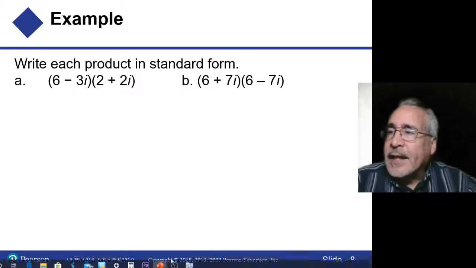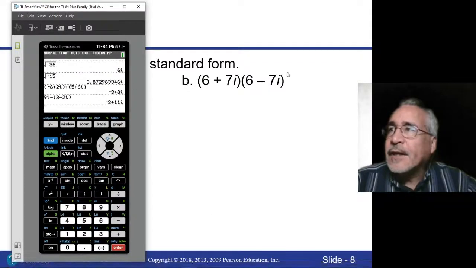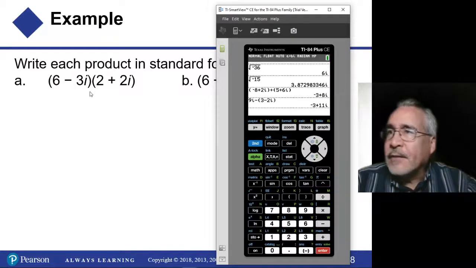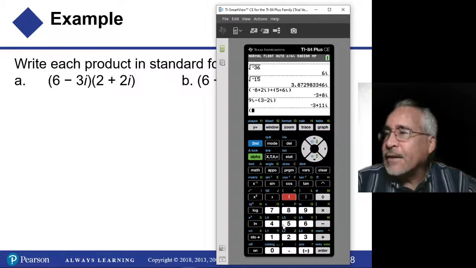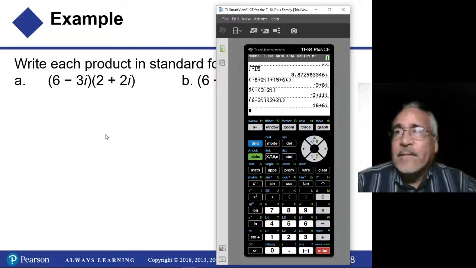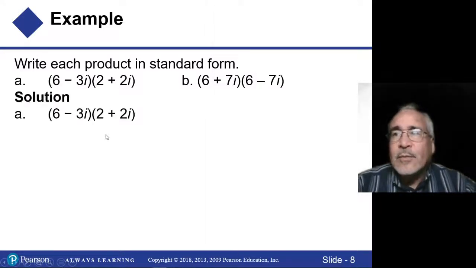Multiplying out, again, the cool part is with the graphing calculator, back over here, we just put it in exactly as it is. And what you'll see is basically we're going to be foiling that out. But this one, you just type it in. And it's 18 plus 6i. Let's watch how they get it. It's a few more steps over here.